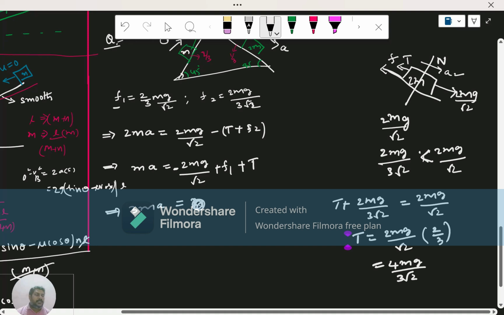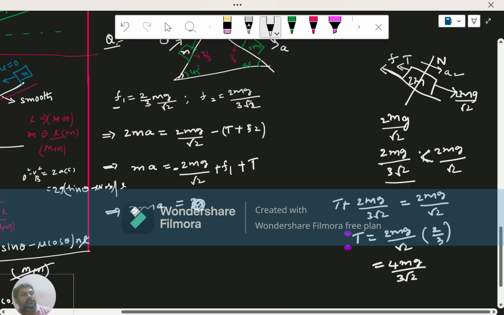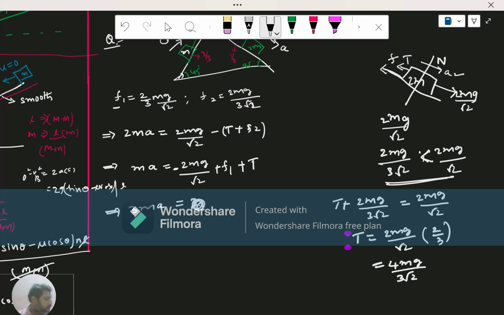So why have I taken friction in the upward direction for the 2 kg mass? This is the rule, based on this condition, 2 mg by root 2 is more. That is what I have taken. Therefore, how much tension did I get? 4 mg by 3 root 2. Am I correct? Sorry, mu is equal to how much? 1 by 3 only between the blocks. Therefore 2 mg by 3 root 2. Right. So 1 minus 1 by 3 is equal to 2 by 3, and 4 mg by 3 root 2 is the tension.